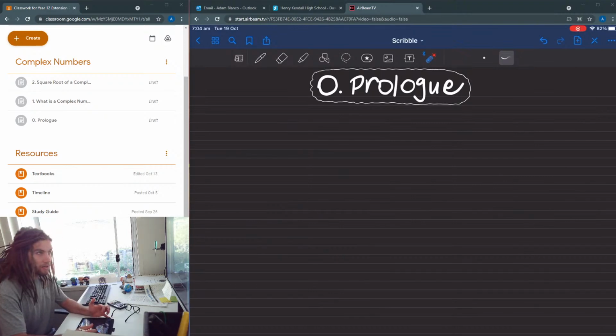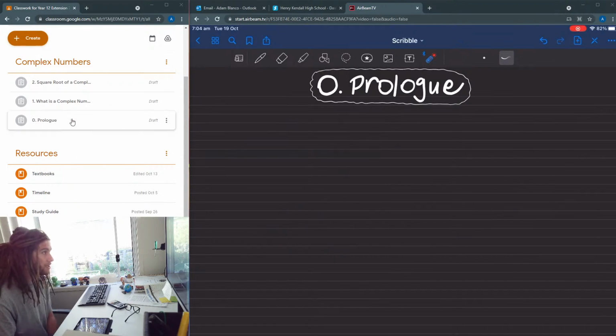So this is going to be kind of like a pre-introduction to complex numbers. We're going to look at why complex numbers are a thing or how they might have been discovered. But it's just a bit of a discussion. It would have been cool to do this in class, but obviously we can't. If you look at the top left here, this is our sequence for the beginning. So we've got the prologue, then we'll start looking at what a complex number actually is, and then we'll go from there.